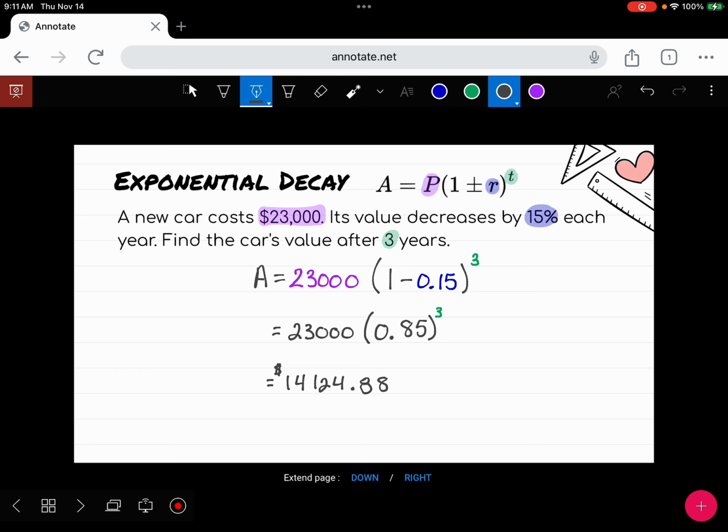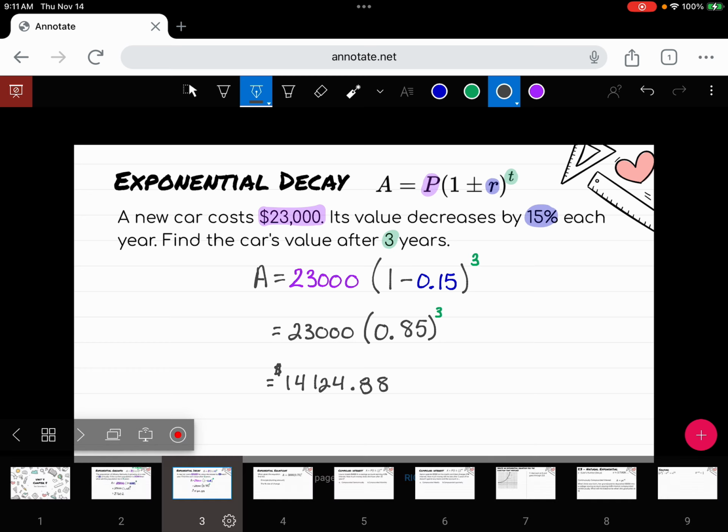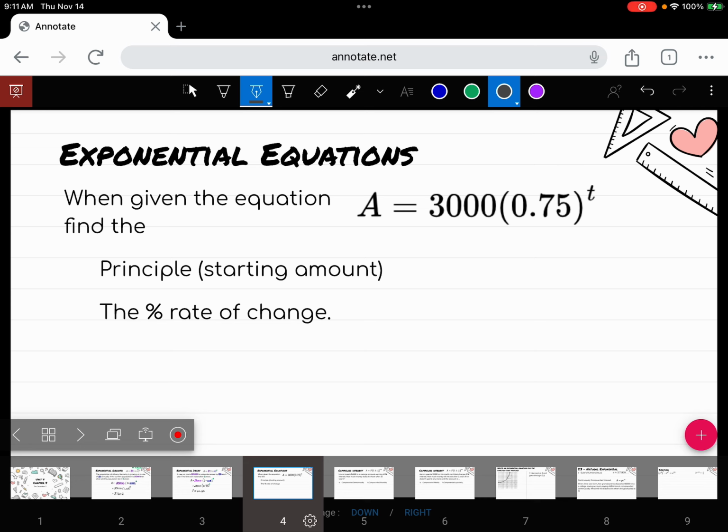Okay. So the next one's not in our story problems that I gave you, because it's not really a story. I'm going to give you an equation, and we're going to find some pieces. So now I'm giving you an equation. We're going the other way through it. I want you to tell me our principal and what is the percent of the rate change.